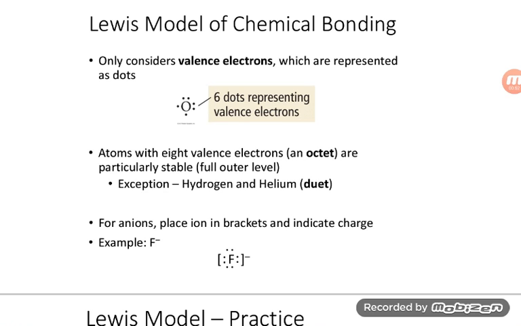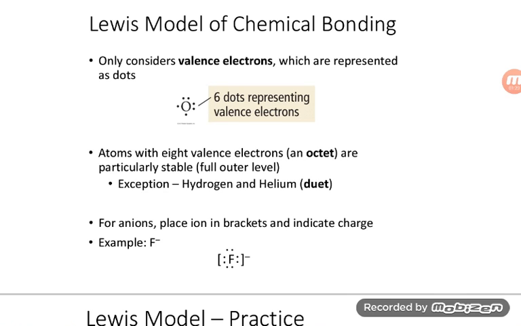Overall, atoms really want to get to a nice full outer shell. For most non-metal atoms, that means they end up with 8 valence electrons, which we call an octet for 8. The exception to that would be hydrogen and helium. They have the 1s shell that can only hold 2 electrons, so they only like to have 2. We call that a duet. So atoms are going to try and achieve these full octets or duets by making chemical bonds with other atoms.